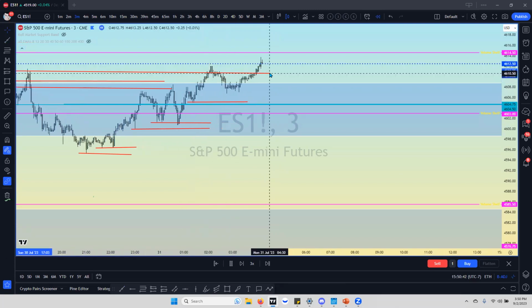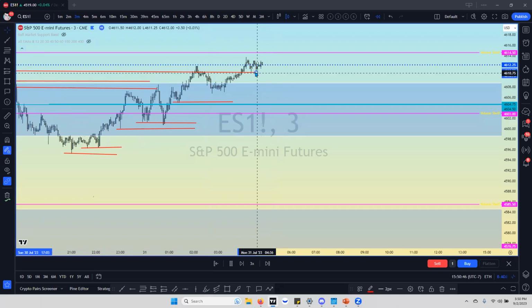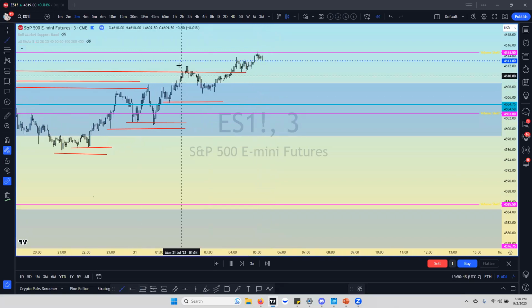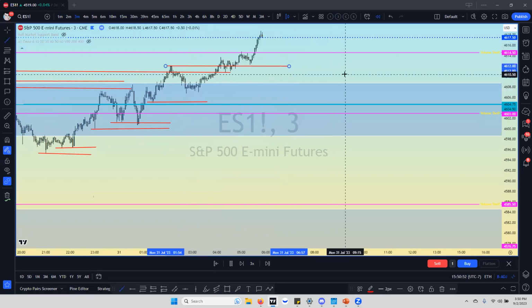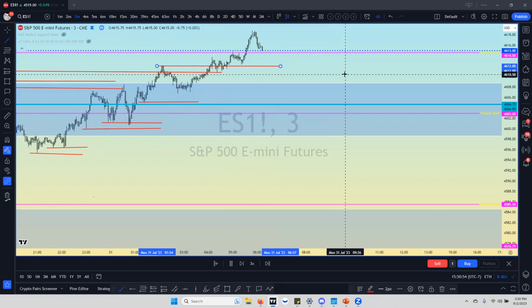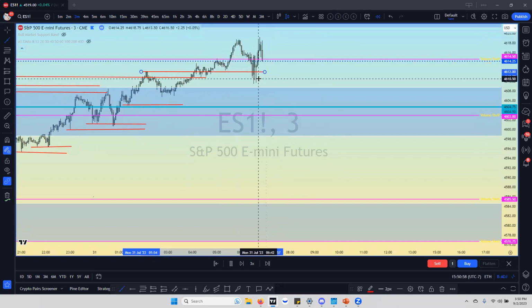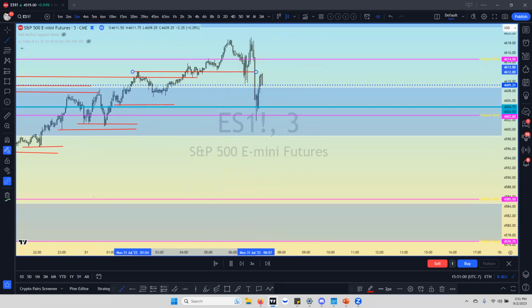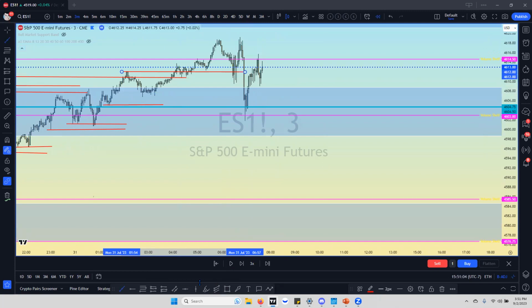Extend this because as you can see, we broke that right there. Look, we tested. There's that swing high. And you see that, just like that, guys. That right there is how you spot a reversal. Came down. Let's see. Let's see what happens here.